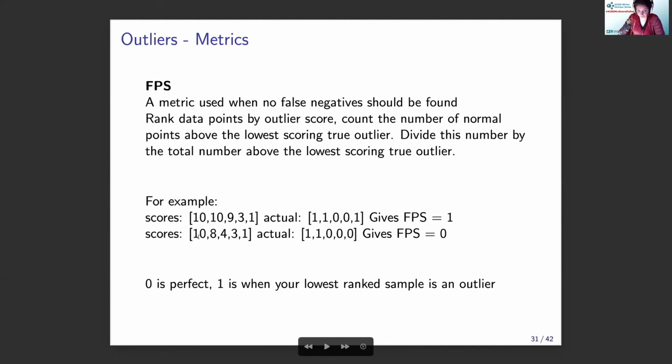If the scores are ranked almost the same, but with no outlier that is incorrectly ranked, and everything in fact is correctly ranked, this gives a false positive rate of 0. So it's a really good way of indicating whether an algorithm is making sure that all of the outliers are highly ranked in outlier score. 0 here would be perfect, and 1 is when your lowest ranked sample is an outlier, even if everything else is correct.